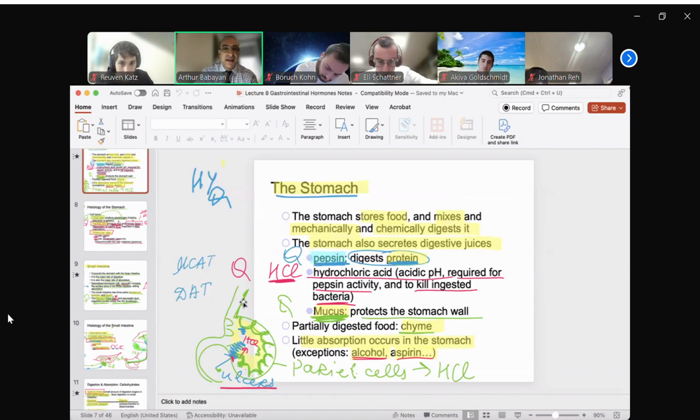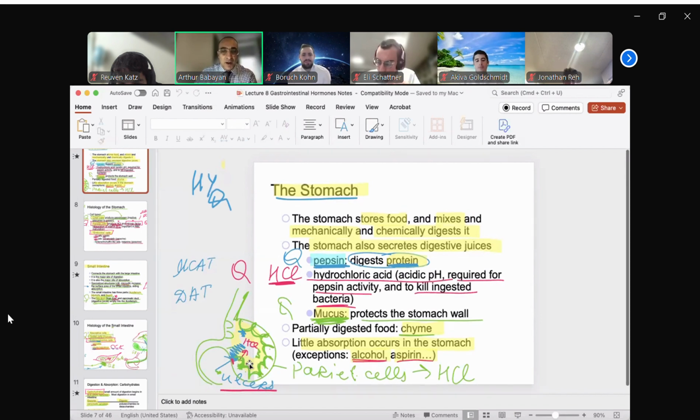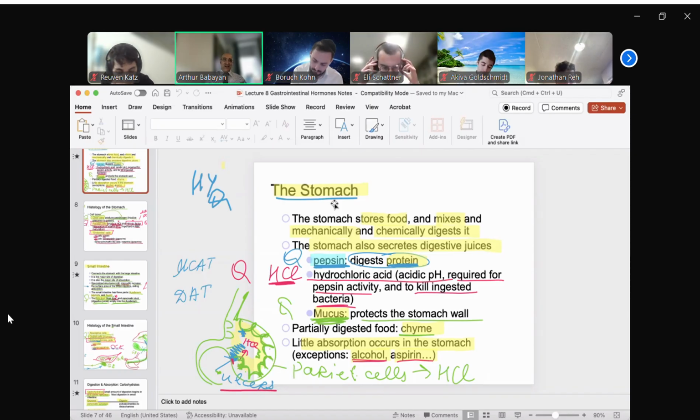Go back. Here is the stomach, which has parietal cells. Parietal cells produce hydrochloric acid. Why doesn't the hydrochloric acid dissolve the stomach itself? Because of the yellow layer, what is it? Mucus. The mucus covers the cells and protects the stomach wall from self-digestion. Guys, is it clear or not? Yes, clear. Very good.